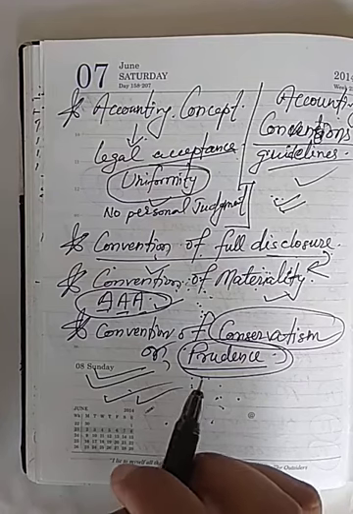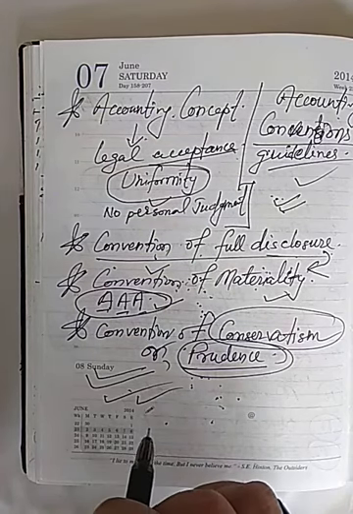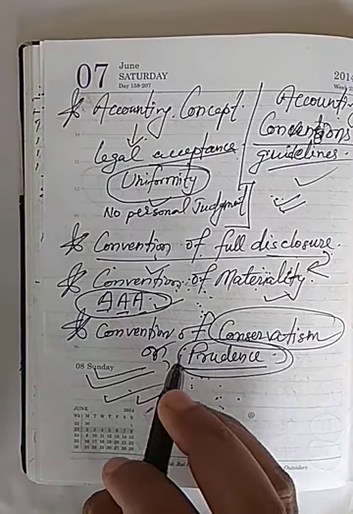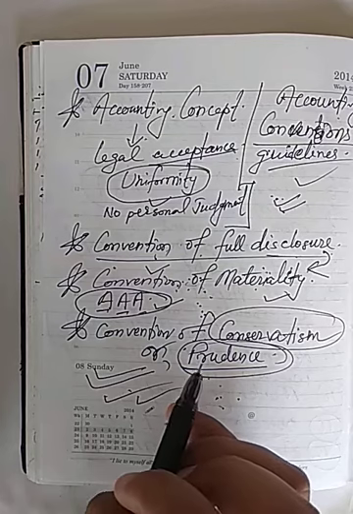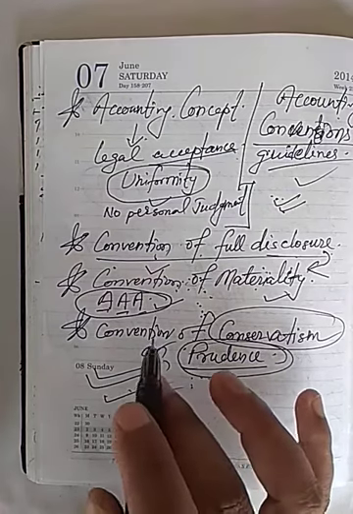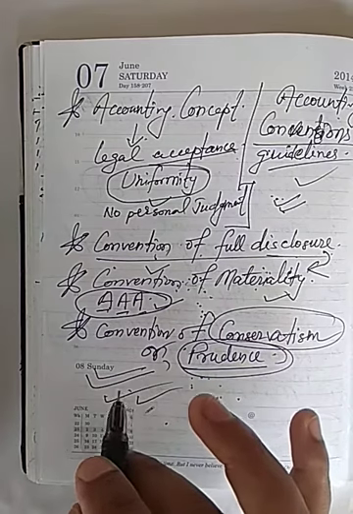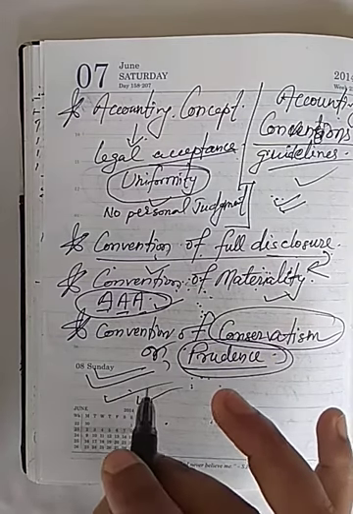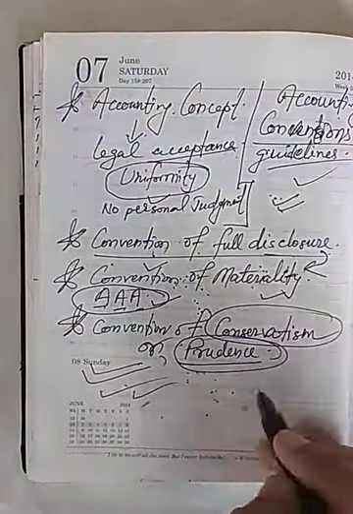So, you should remember only one line: anticipated loss should be recorded in the books of account, but all anticipated or unrealized gains should be ignored according to this conservatism or prudence concept.